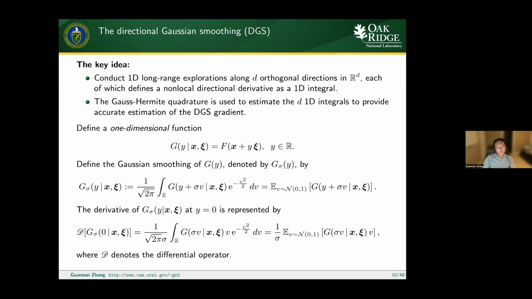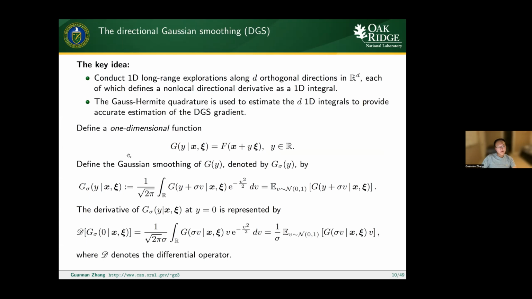Okay, so here is the main idea, called directional Gaussian smoothing. Basically, the key idea is that instead of smoothing isotropically in d-dimensional space, we only conduct 1D long-range explorations or smoothing along d orthogonal directions in the R^d space. Each of these long-range explorations defines a non-local directional derivative as a 1D integral. Because it's only a 1D integral with respect to a Gaussian kernel, we can use the Gauss-Hermite quadrature rule to estimate these 1D integrals and avoid the low accuracy of Monte Carlo sampling.